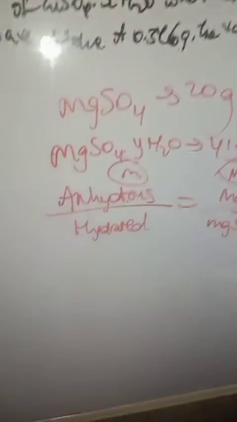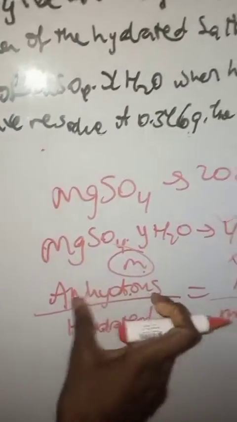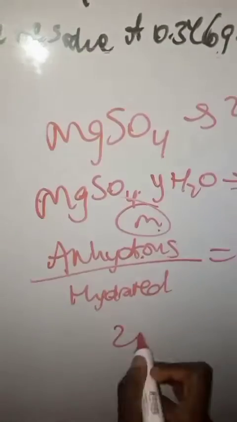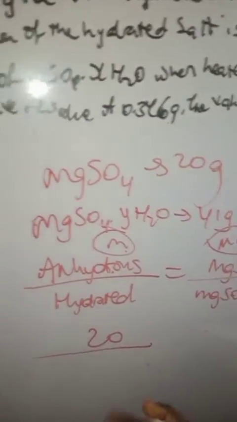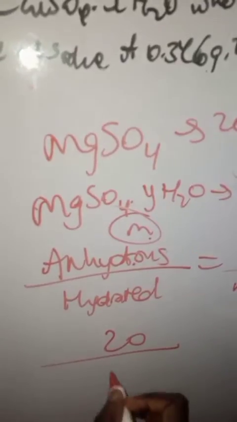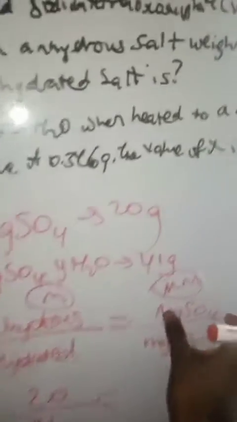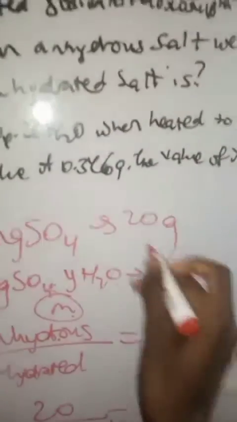So let's move on now. So we have our anhydrous. What's the mass of this MgSO4? That's 20. What's the mass of this hydrated salt? I said mass will be on the left hand side. Molar mass will be on the right hand side. The molar mass of the hydrated is 41, equals to MgSO4.YH2O, magnesium tetraoxosulfate 6.